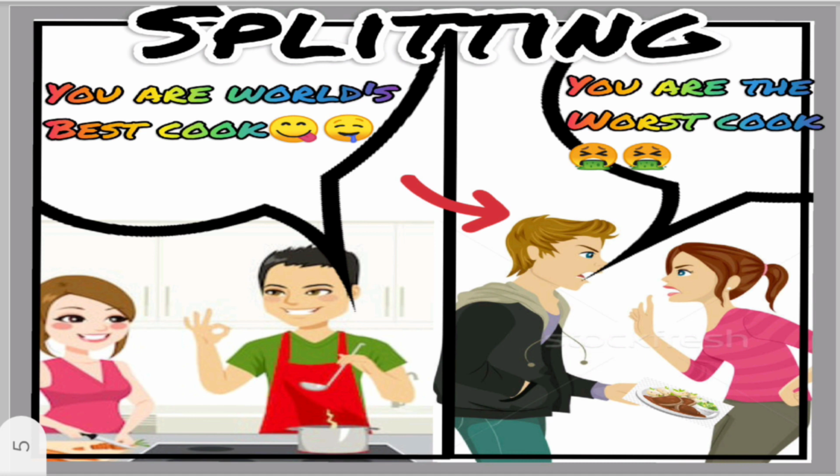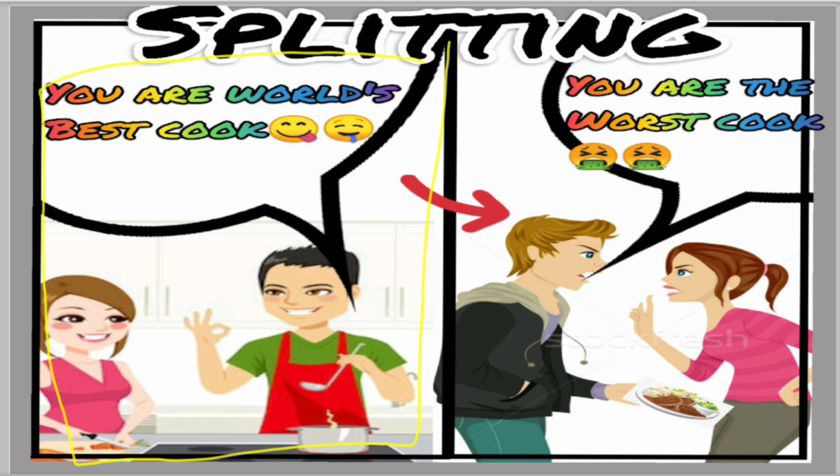Now let's see the picmonic here. On the left hand side, in this picture that we are seeing, husband and wife are in the kitchen. The husband tasted the food made by the wife. So after having tasted the food made by the wife, he said that this is the best dish I could have ever tasted. You are the best cook in the world. So just right now he said that she is the best cook in the world.